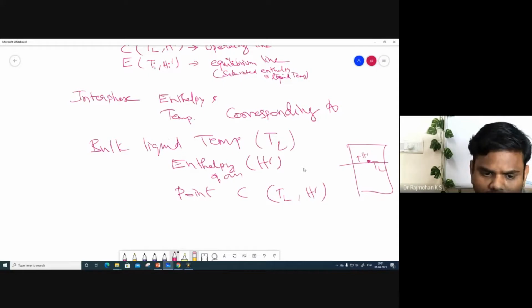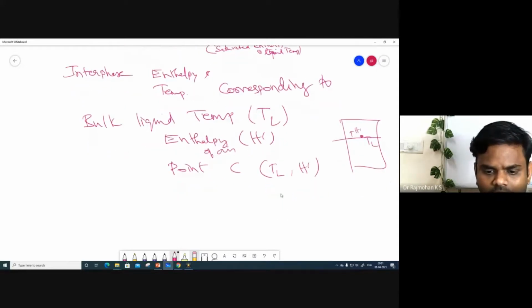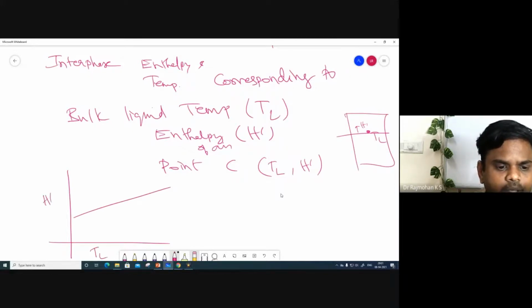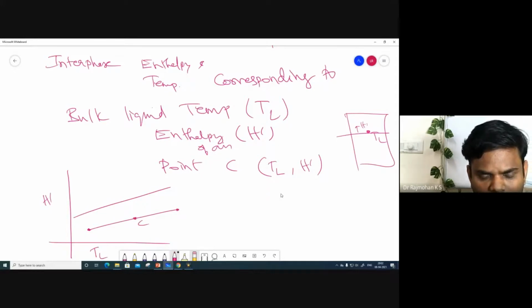Okay, well, how to do that? We have to draw a plot. I have shown you the plot already. If this is our H dash versus temperature of the liquid line, and this is our operating line equation, we have already seen what the operating line equation is. We have considered any point C, because you have TL1, TL2, with values of TL comma H dash.